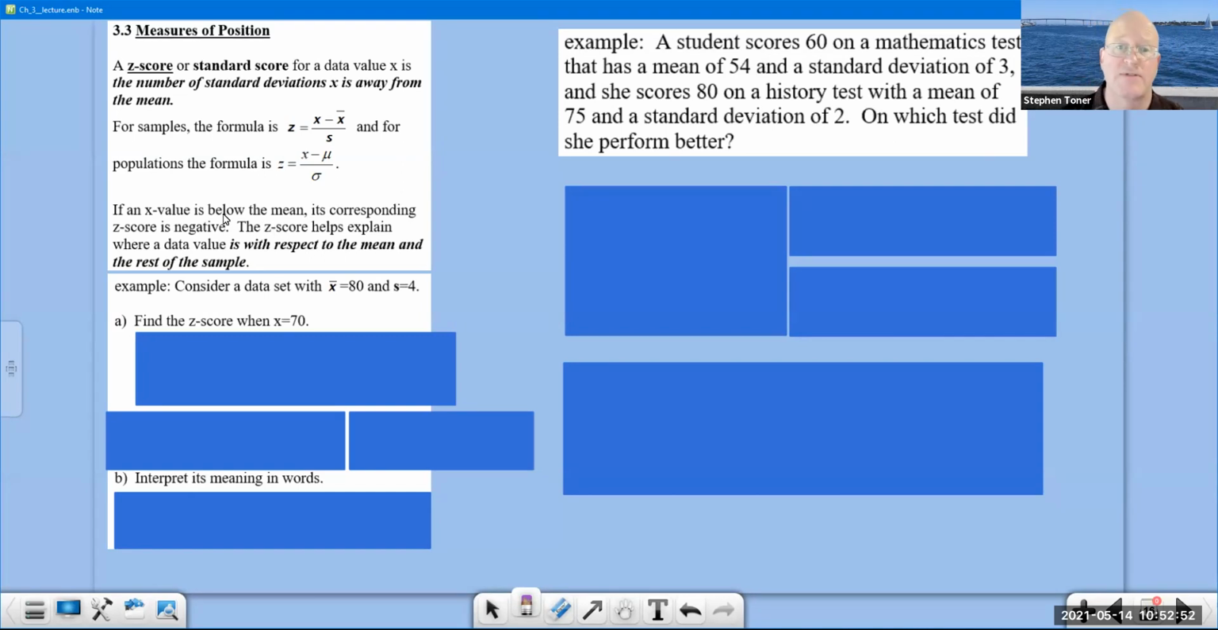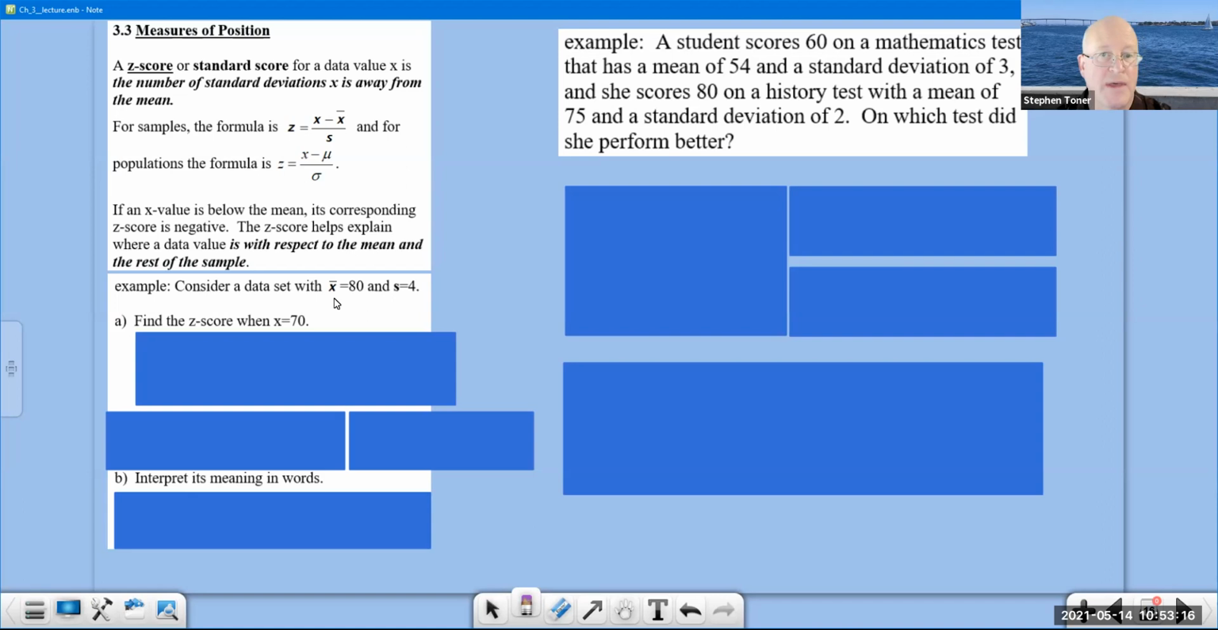Anytime that we have an X value that is below the mean, the z-score is negative, and if it's positive, it's going to be above the mean. And the z-score helps explain where the data value is with respect to the mean and the rest of the sample. Now that will be illustrated in this next example.